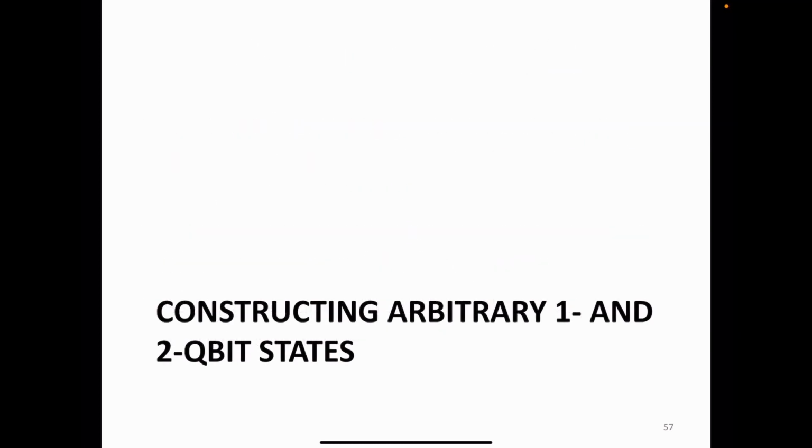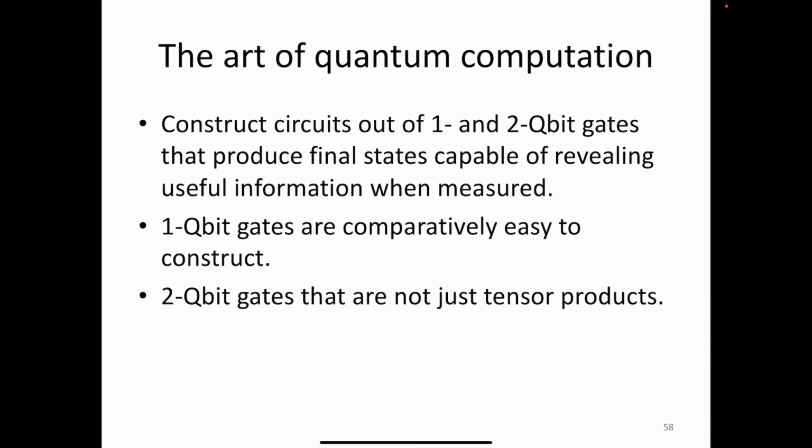So much for measurement. Now let us construct arbitrary 1 and 2-qubit states. We talked about this before. The art of quantum computing is constructing a sequence of gates that will change the probability amplitudes of our system such that once I look at it, once I measure it, I get some meaningful results, something that helps me to solve my problem. So we construct circuits out of 1 and 2-qubit gates that produce final states capable of revealing useful information when measured. We do 1-qubit gates whenever possible and 2-qubit gates whenever needed.